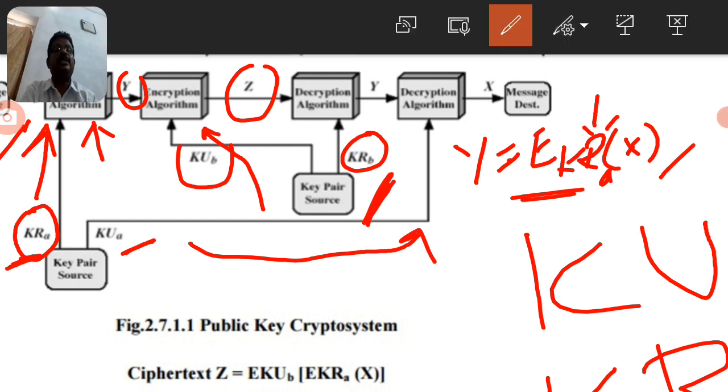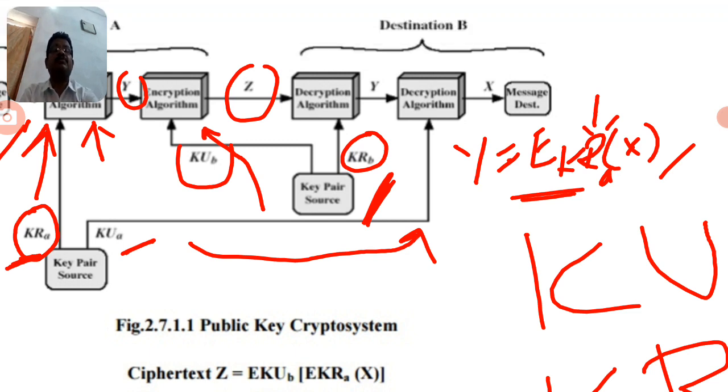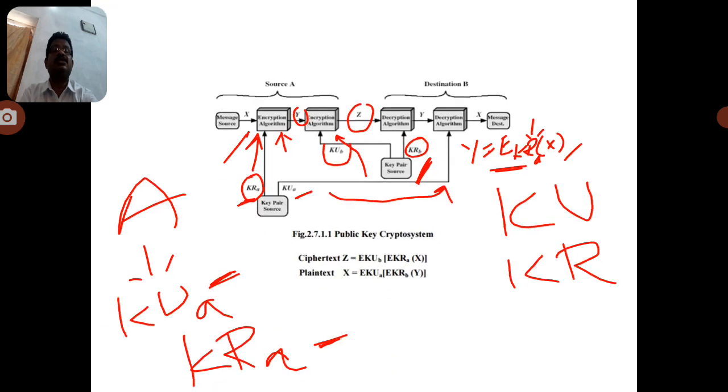How can Y be decrypted? Again, using the public key of the sender. When KUA is used in the decryption, the message X is automatically revealed. So this is a simple technique of public key cryptography. In public key cryptography, we can observe that two messages are generated.